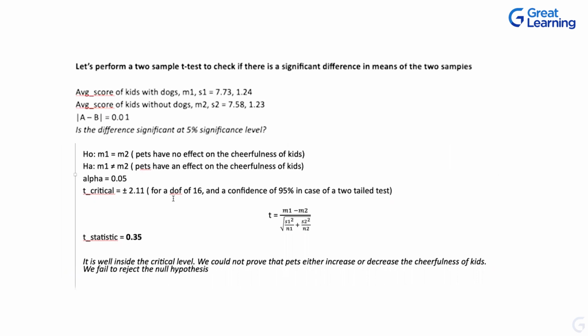Then the T statistic is a calculation using this formula: M1 minus M2, essentially, over the square root of S1 squared over N1 plus S2 squared over N2. S1 is the standard deviation for the first one, S2 is the standard deviation for the second one. N1 is the sample size of the first one, N2 is the sample size of the second one. So you get a T statistic value of 0.35. So what is this telling?